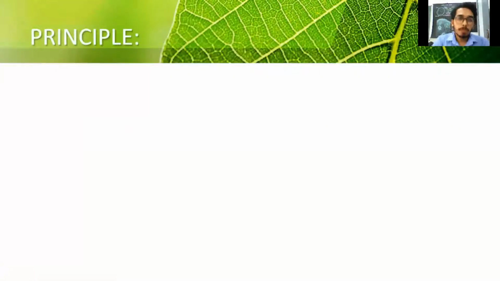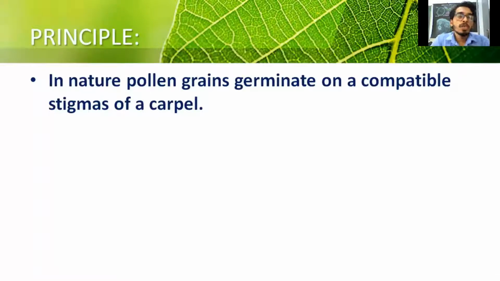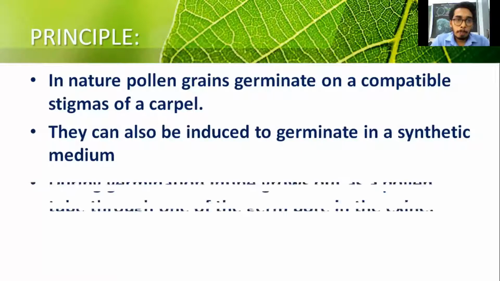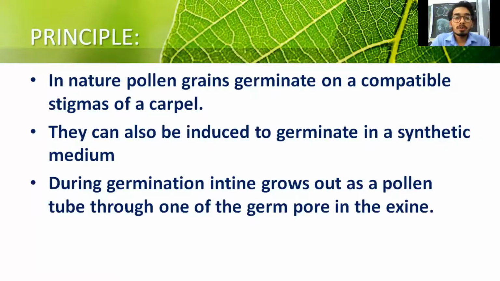Now, the principle. In nature, the pollen grains germinate on the compatible stigmas of a carpel. They can also be induced to germinate in a synthetic medium. During germination, the intine grows out as a pollen tube through one of the germ pores in the exine. The stigma surface usually provides certain nutrients. The nutrients required for the pollen to produce a pollen tube are calcium, boron, and sucrose solution, or you can say sucrose.